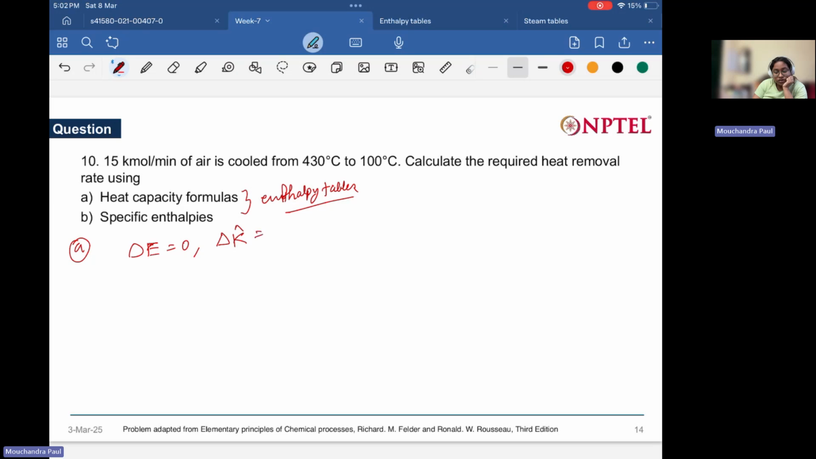Here kinetic energy is also 0. Potential energy is also 0. There is no work done. Okay. So that gives us only Q is equals to delta H cap. Alright. And Q becomes enthalpy of outlet air minus enthalpy of air that is going in.